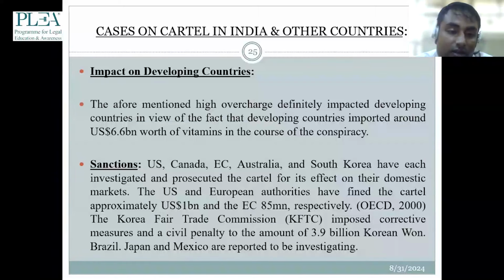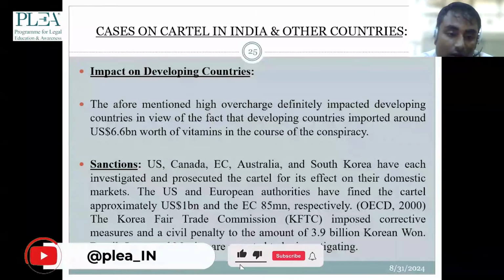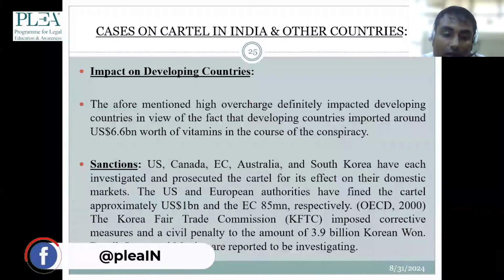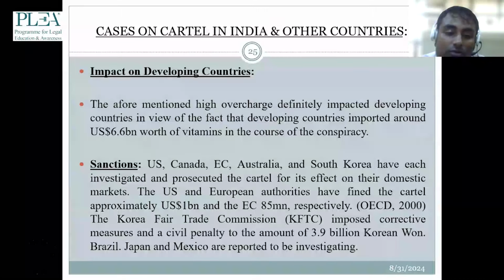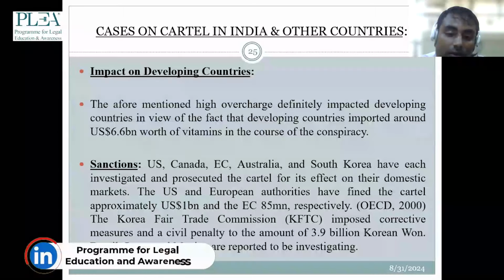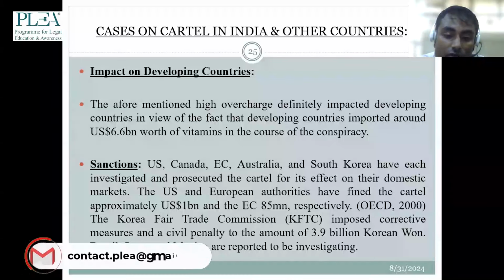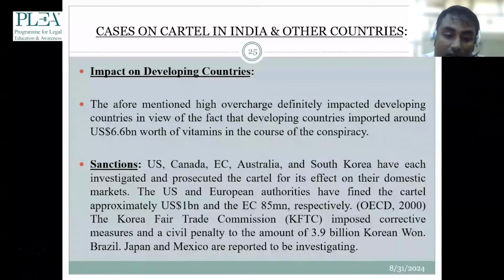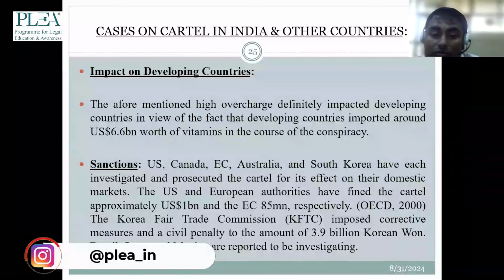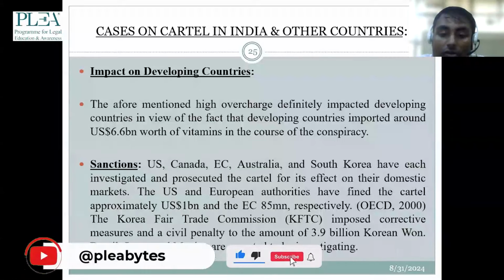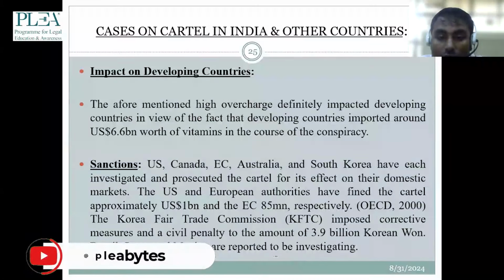So this is a conspiracy created by the vitamin sellers, and due to that the developing countries, US and UK faced its effects. The US, Canada, EC, European Union, Australia and South Korea have each investigated and prosecuted the cartel for its effect on their domestic markets. The US and European authorities have fined the cartel approximately US$1 billion and 85 million euros respectively. The Korea Fair Trade Commission, a commission like the Competition Commission of India, has imposed corrective measures and a civil penalty. In India there is no such civil penalty, but in Korea the amount was 3.9 billion Korean won. Brazil, Japan and Mexico are reported to be investigating that affair, and sanctions may follow from those economies.